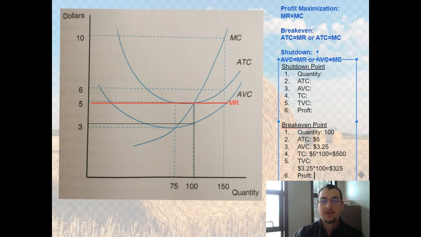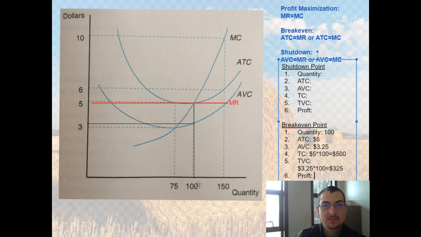So now we need to figure out the profit. How do we calculate profit? Total revenue minus total cost. We know that marginal revenue is equal to the price, and that price is equal to $5 at the break-even point. We take that $5 times the 100 units, what is our total revenue? Well, it's equal to $500, correct?